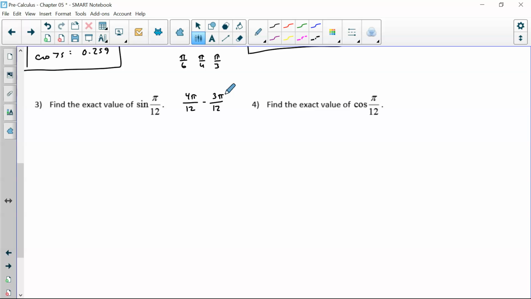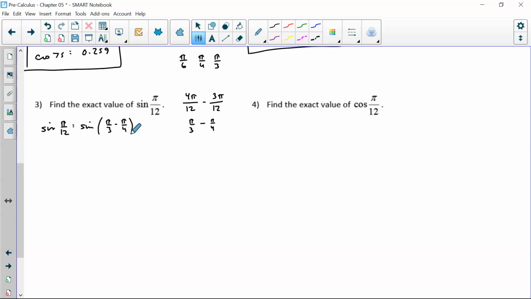Now 4 pi over 12, that's pi over 3. 3 pi over 12, that's our pi over 4. So what we have here is pi over 3 minus pi over 4. So the sine of pi over 12 equals the sine of pi over 3 minus pi over 4.